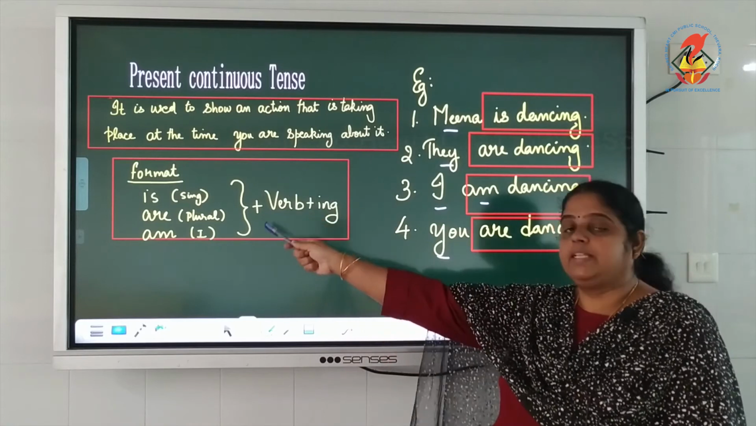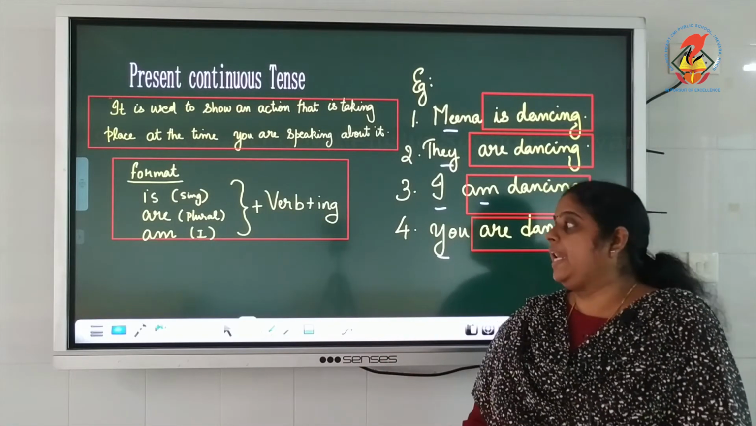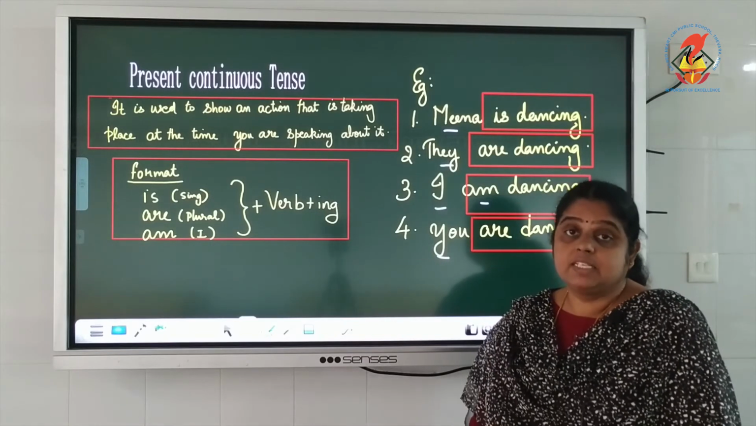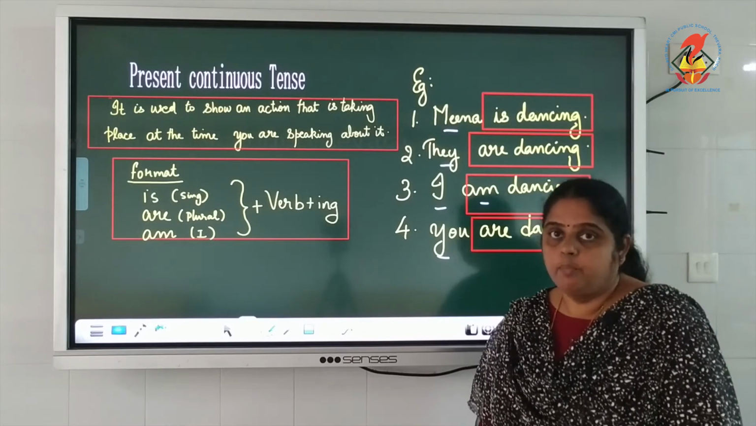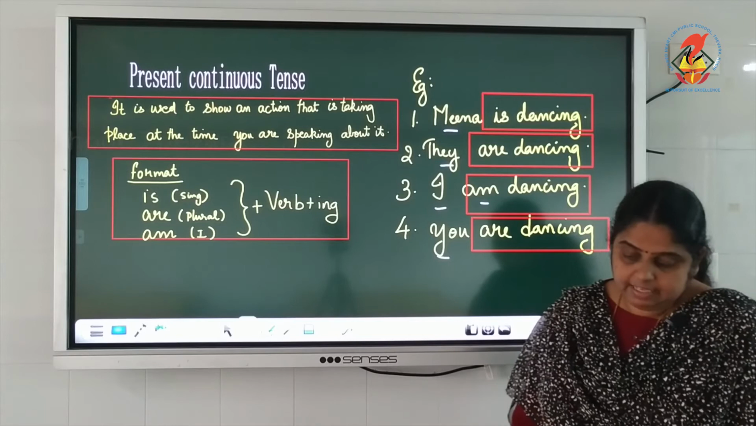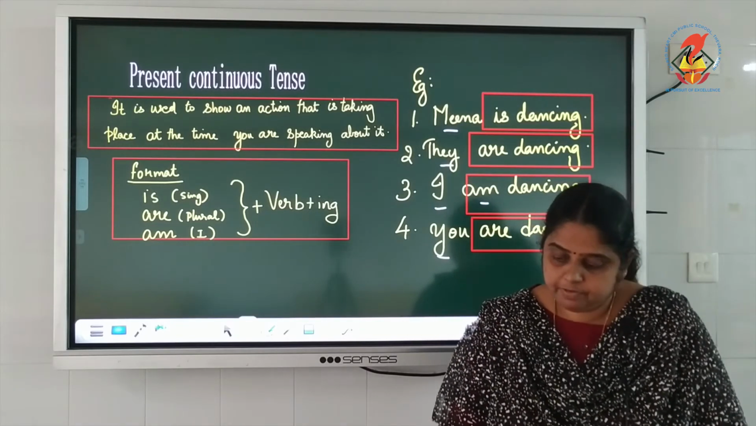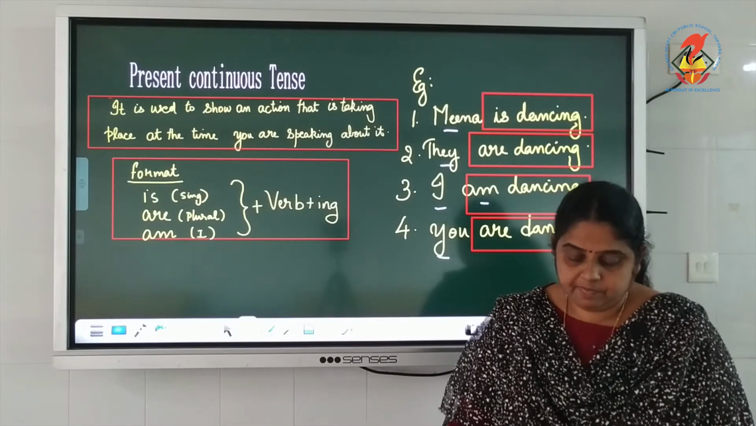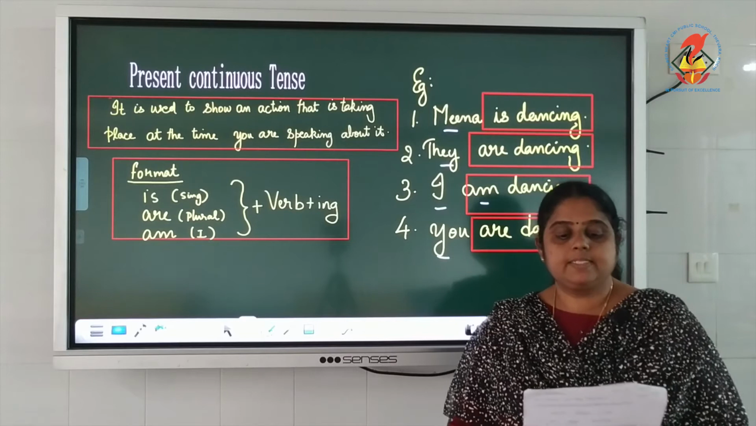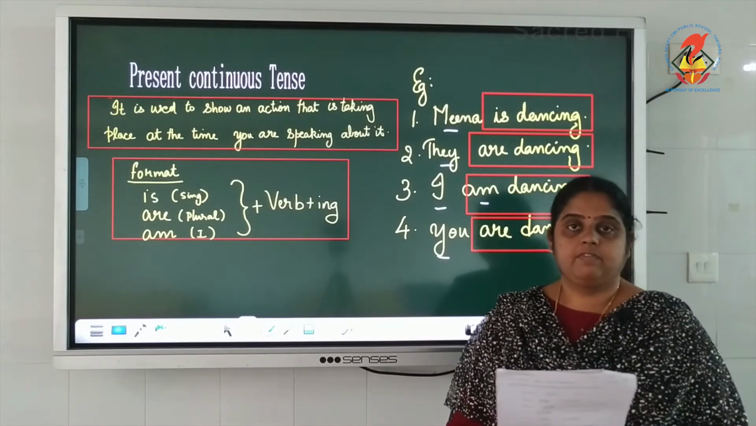Is is used when the subject is singular, are is used when the subject is plural, and am is used only when the subject is I. I hope it's clear. It will be more clear to you when you do the exercises given. That is, on page number 55, we have an exercise, that is, to circle the present continuous tense with your favorite color. Shall we do it?